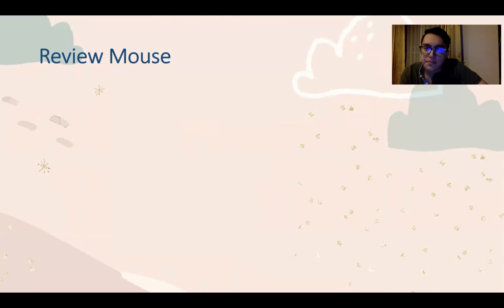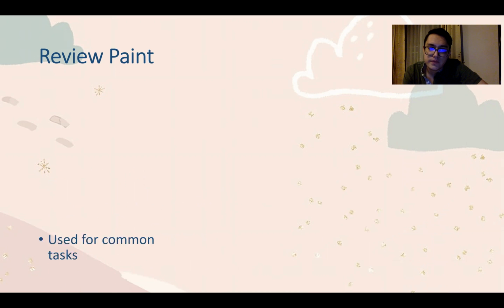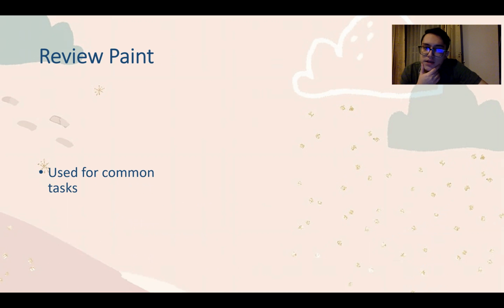Let's review about mouse. All right, so the mouse is to point and to click. It has two buttons and a small scroller in the middle. Let's review paint. Paint is used for common tasks.